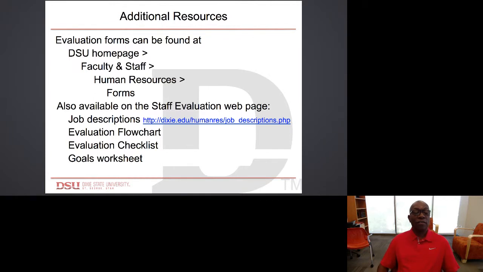Additional resources can be found on the university's homepage: you can get the evaluation forms under faculty and staff human resources forms. Also available on the staff evaluation webpage, you can get job descriptions, the evaluation flow chart, evaluation checklist, and goals worksheet. Very important documents there.